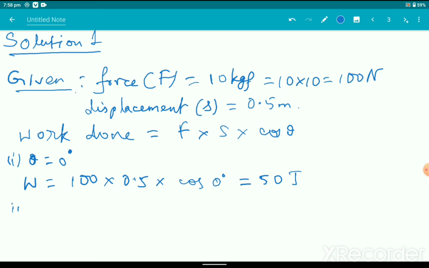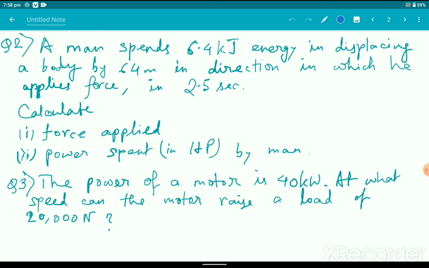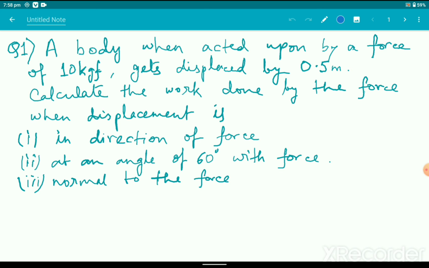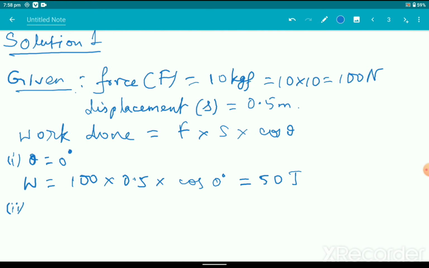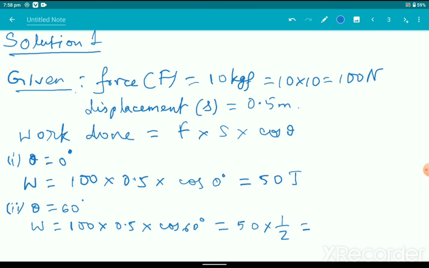Fine. The second case says that the angle between the force and the displacement is 60 degree. So the formula will be the same, but here theta is equal to 60 degree, hence the work done will be equal to 100 into 0.5 into cos 60 degree, isn't it? 100 into 0.5 means 50, and the value of cos 60, as you all know, is half. So it turns out to be 25 joule. Okay, fine. So this is the solution of the second part.